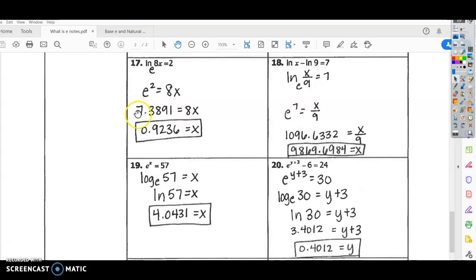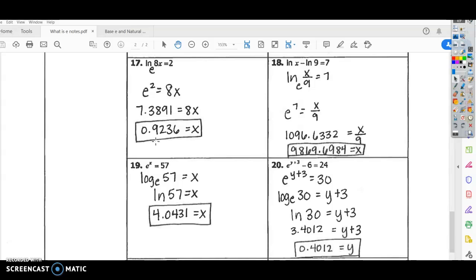That's where that 7.3891 comes from. Remember, e is the button above the division sign on your calculator. So you have to push the blue second button and then divide, and that's e. And then hit the squared button, and that should give you this number, equals 8x. Then divide that by 8. It gives you this number here.